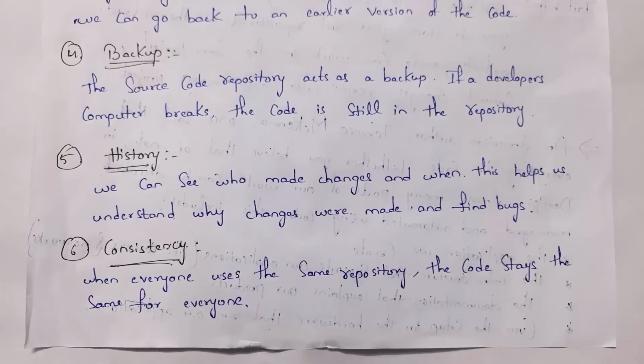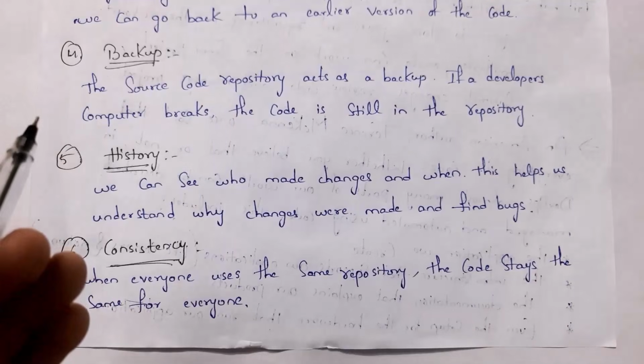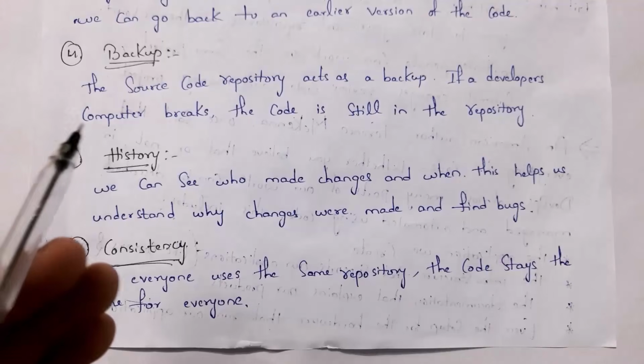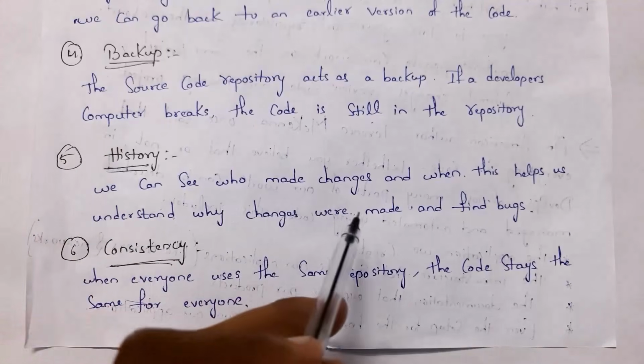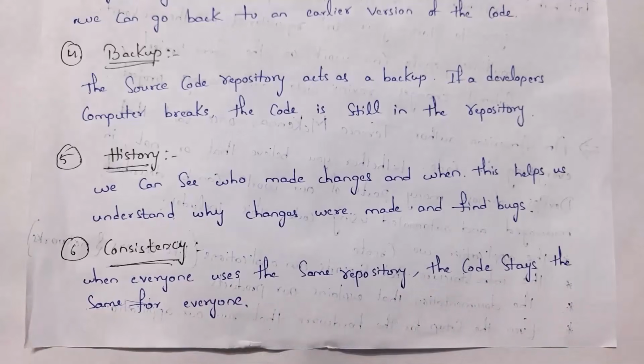Fifth one is history. If any developer performs modifications on our code, then we can easily see who made changes, when they made changes, at what time they made changes, and so on. So this helps us to understand why changes were made and to find bugs. So we can easily find errors.